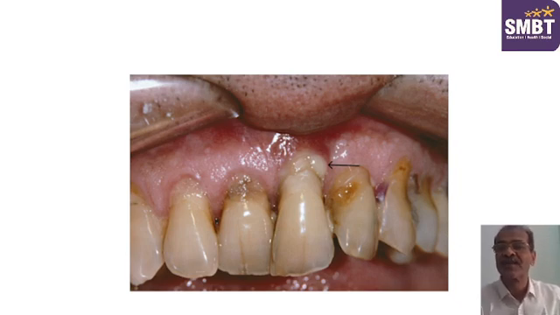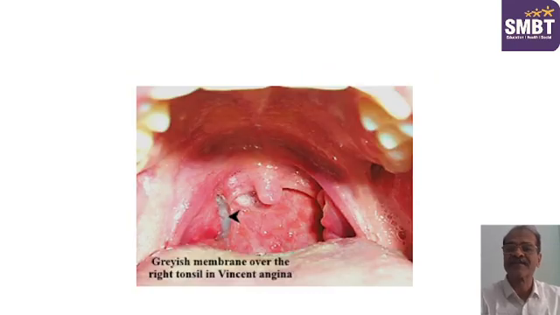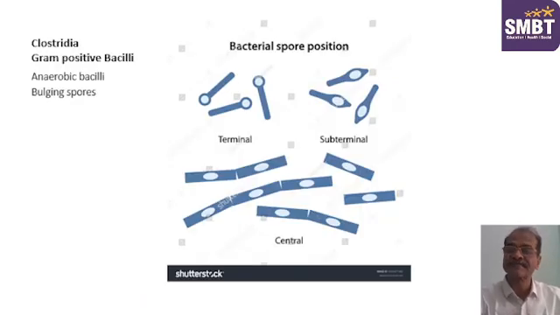This is a picture you can see of gingivitis, a kind of periodontitis. It is a polymicrobial infection again, by non-sporing anaerobes and other organisms. A whitish patch, you can see, is Vincent's angina, which sometimes can present as a severe oral cavity infection.